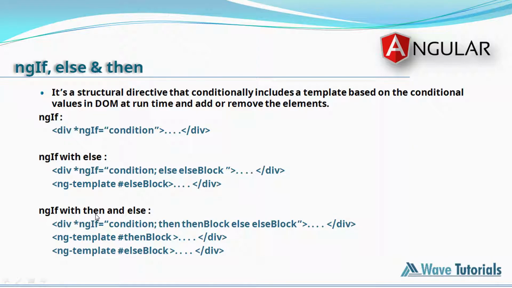The same way, if there is a condition where we would like to display the then block in a separate div, then we can use the syntax like ngIf condition then, and then the text then block, which will be written with ng-template here, then block, and then the else block. So when a condition is true, then the true condition is executed, this one, and when the condition is false, then the else condition will be executed using ng-template. So let's open Visual Studio Code and see a few practical examples with ngIf, else, and then.